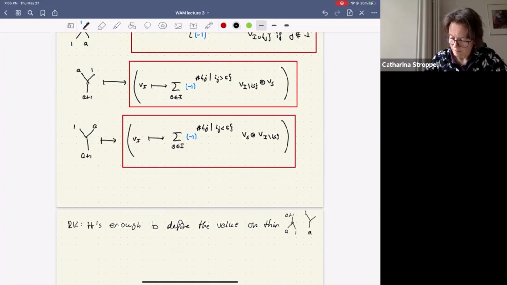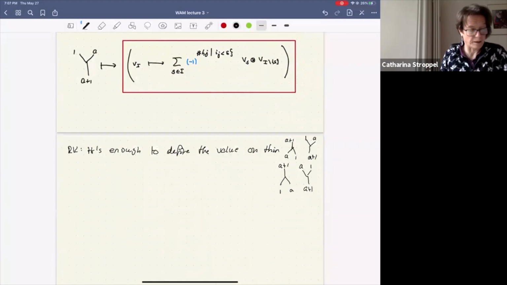So 1, A plus 1, A, either this or the corresponding mirror image. So it's just these 4 guys which I drew upstairs. So here's the remark. Why is this true?